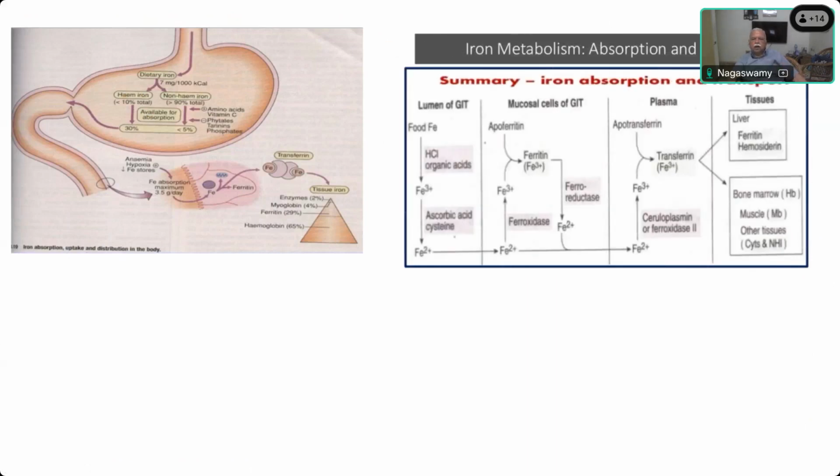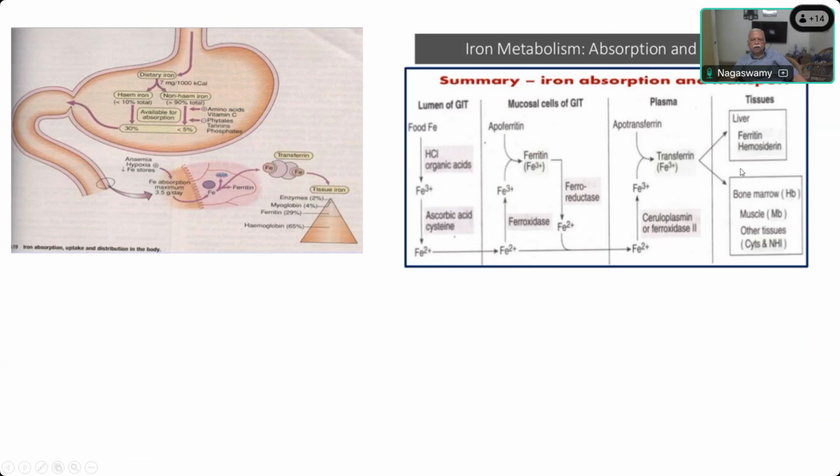So, iron absorption and transport. This is also another common question in the examination. So you take iron with your food. So iron in the food goes to the lumen of the GIT. Hydrochloric acid is there, and it is the ferric ion. Fe3 plus is the ferric form, and ascorbic acid and cysteine are required to convert this into the ferrous form, that is Fe2 plus, and it will be absorbed only in the ferrous form, and it will go to the mucosal cells.